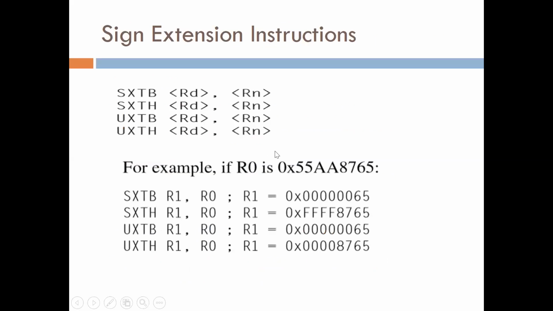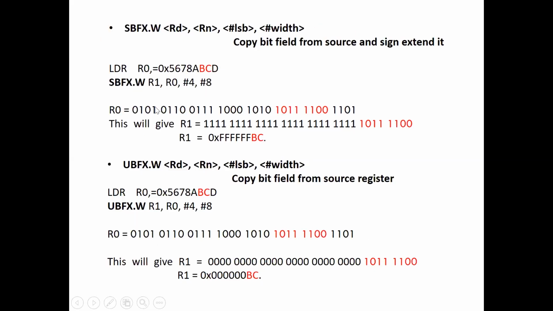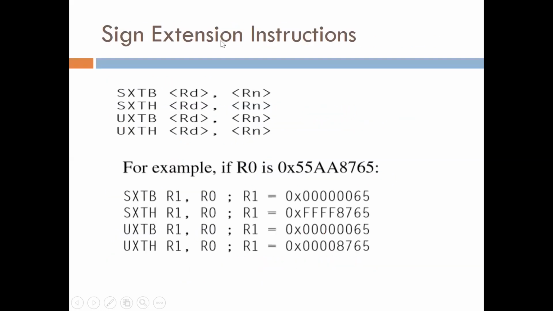Next set of instructions is again for sign extension. Let us now see. Here we were selecting a bit field: you give the position and the total number of bits you are selecting. But in this set of instructions, you are not creating any bit field. This is just a sign extension instruction. Under sign extension instructions, we again have two types: one for sign extension, another for not extending the sign. Both are with respect to byte as well as half word.